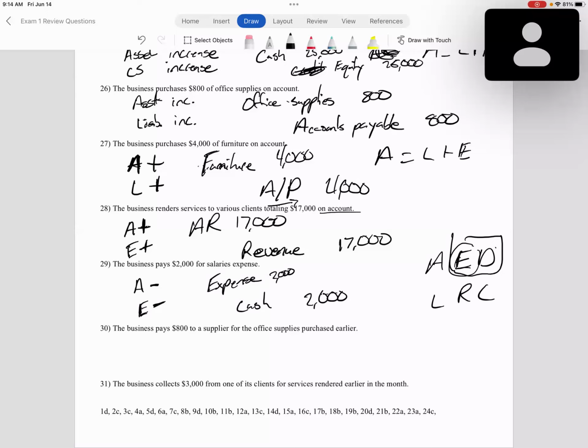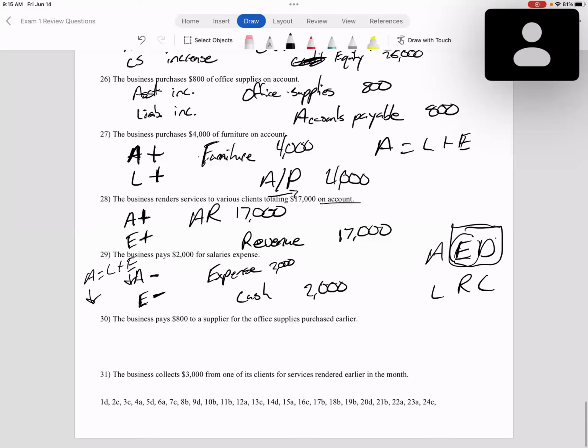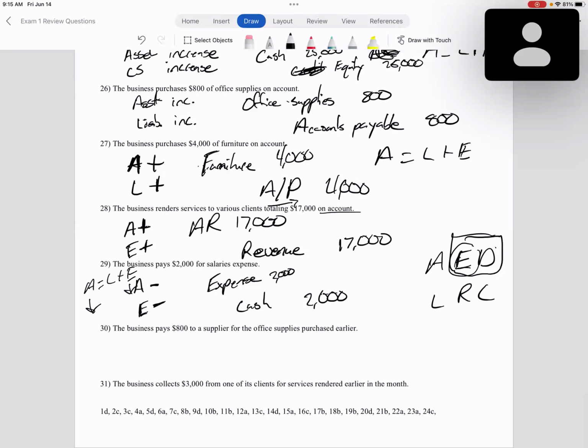Technically, if you put expense positive, I would probably give that to you because you are increasing your expenses. We debit expense account to increase it. But really, the accounting equation is we're decreasing assets and decreasing equity. Okay. It's just tough. You can't really show that in the test. You're going to have to type it out.